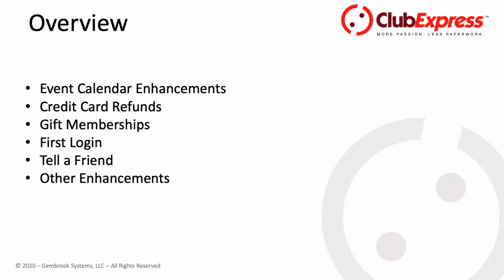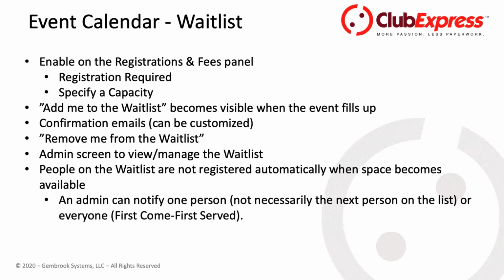So what we're going to cover today is on the overview screen. We'll look first at event calendar enhancements, credit card refunds, gift memberships, first login and tell a friend. And then there's a few other enhancements that we'd like to communicate as well. So let's start with the event calendar and the first of 3 features, which is the waitlist.